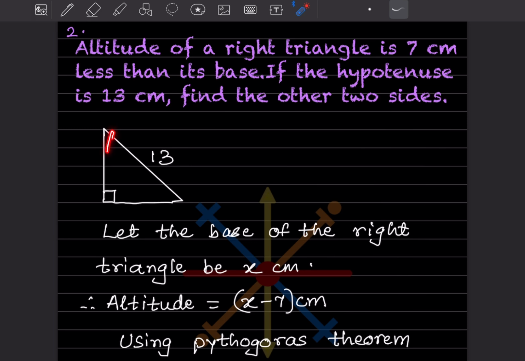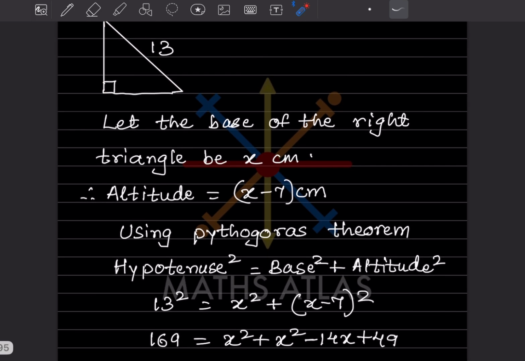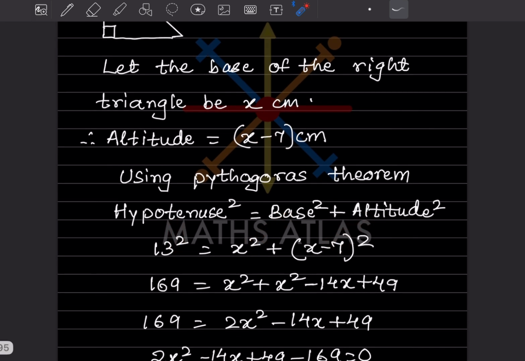So now what are you going to do? We are going to find out the actual sides by the Pythagoras theorem. So here, Pythagoras theorem. So here will be hypotenuse square. The hypotenuse square is equal to base square plus the altitude square, or we can also call it the height square. So we already have this 13 square. Base is, we have considered that as x square plus x minus 7 square. So this will be 13 into 13, 169, equals x square.